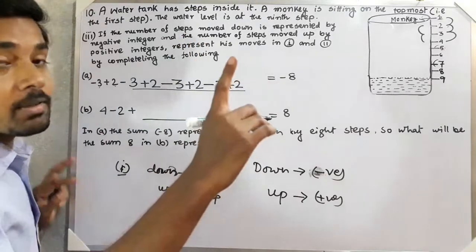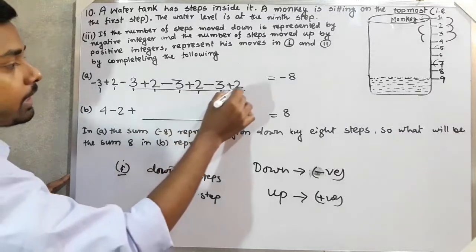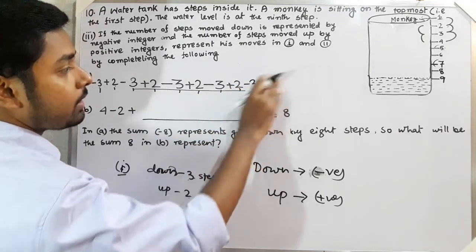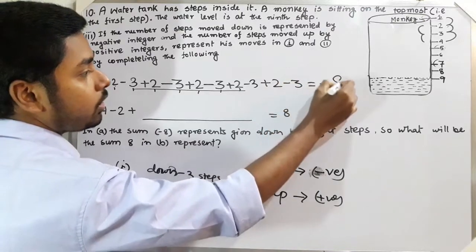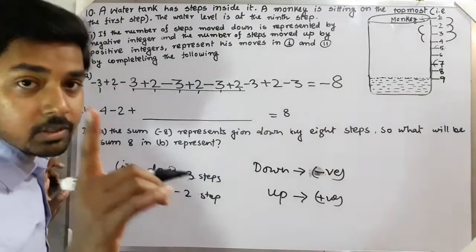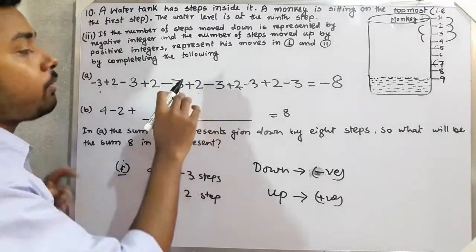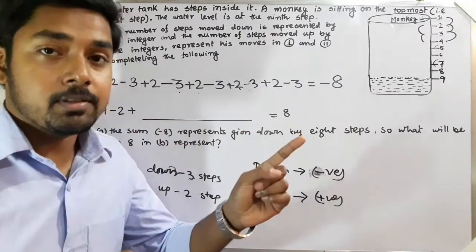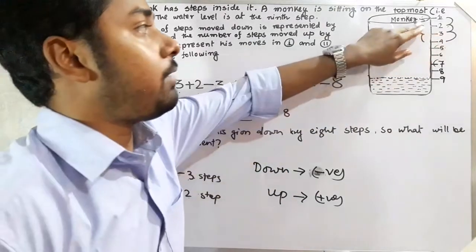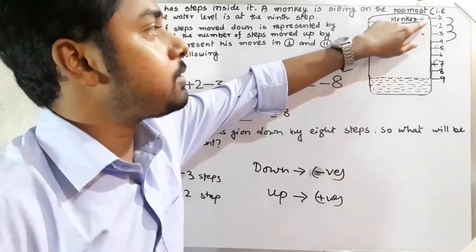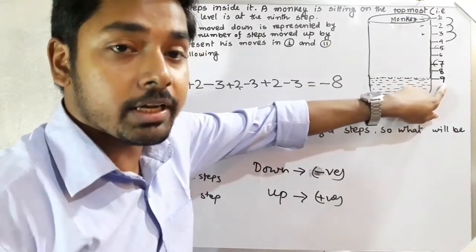And how many steps were there? 11. So 1, 2, 3, 4, 5, 6, 7, 8 and 9. Okay, then 10, then 11. Is that clear to all? What we have done here, we were having the 11 steps there in question number 1. That means after having the 11 steps, the monkey reached the point at the part 9 to take the water.